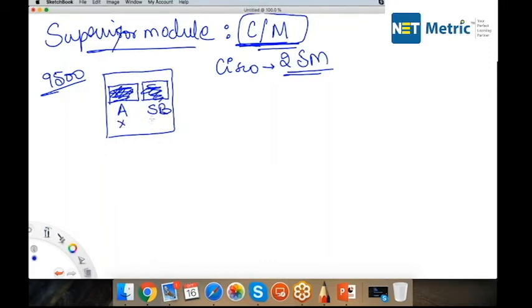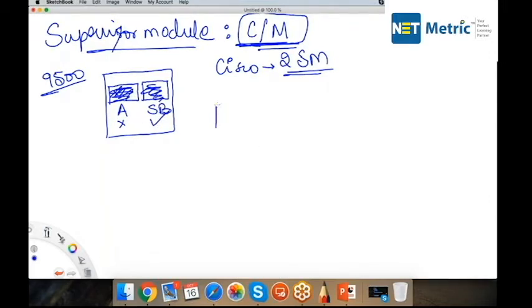Is there any election process for this? Any priority or something? No. Whichever supervisor module you insert first, that supervisor module becomes active, and of course, the other one becomes standby. All right. So there is no election process for who has to be active and who has to be standby. Whichever one you insert first, that is active, the other one is standby.